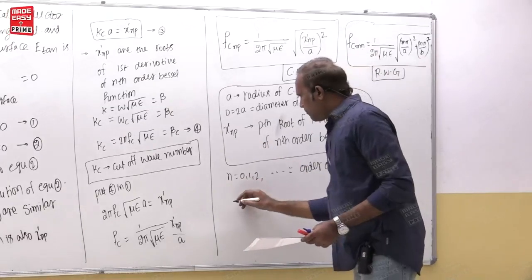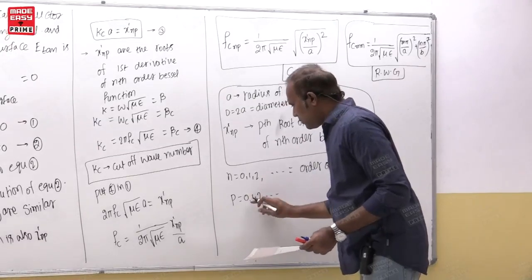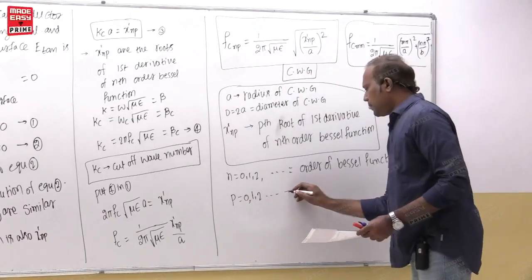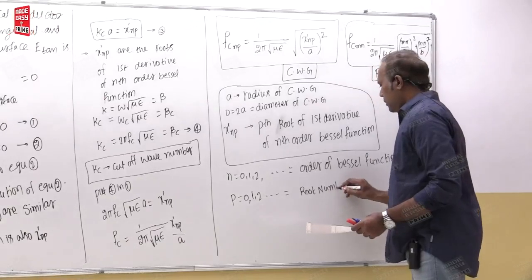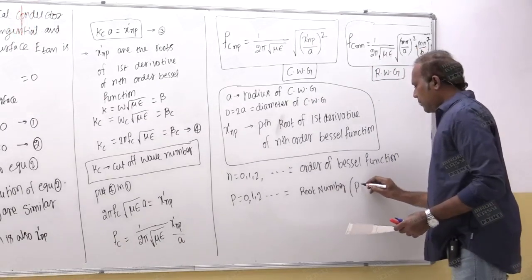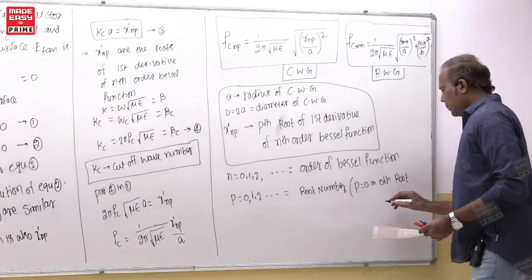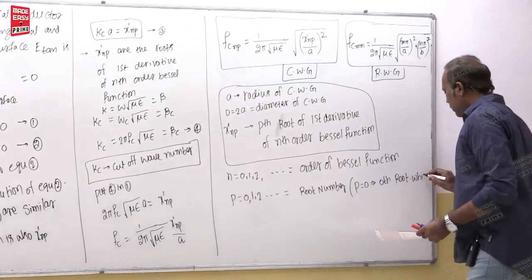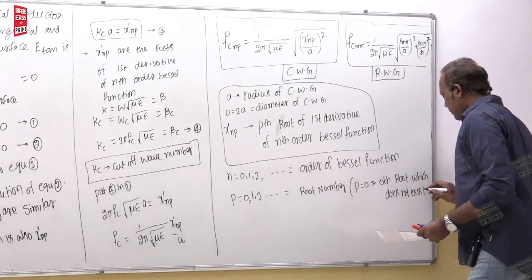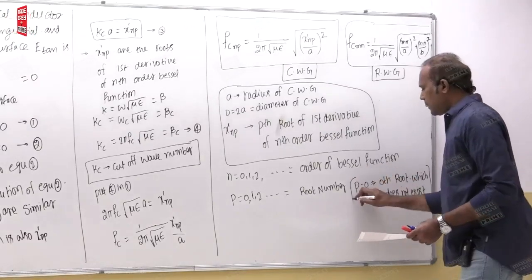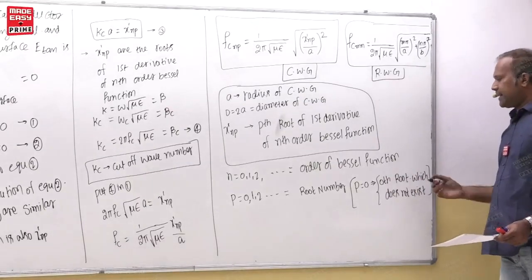Now next, here p is equal to 0, 1, 2, 3, and so on. It is an integer root number, it is actually the root number. And p equal to 0 implies the 0th root does not exist. Mathematics says p equal to 0 practically doesn't exist, the 0th root does not exist actually.